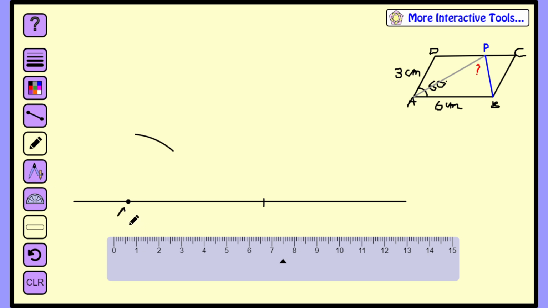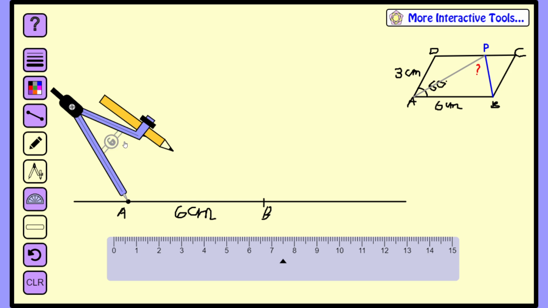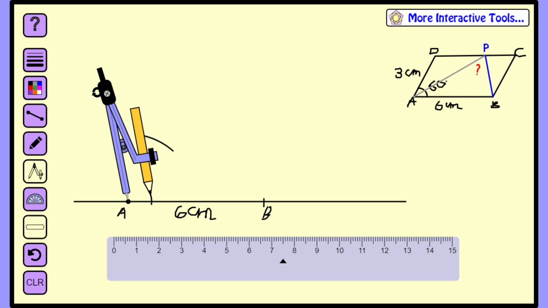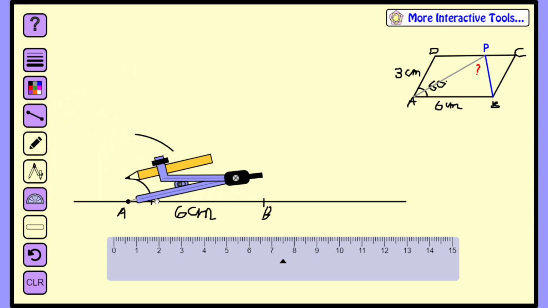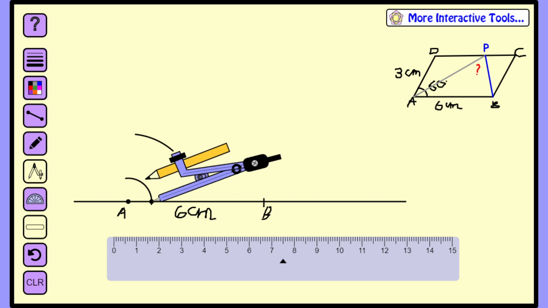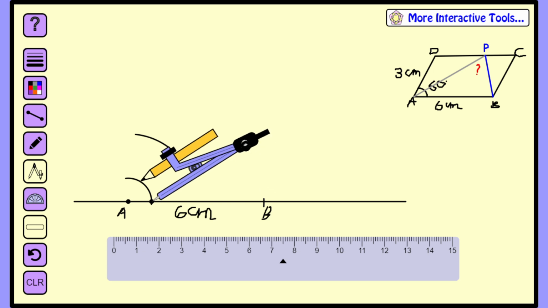Name your points, also label it with the measures. This is AB, which is 6 centimeters. You know that at A is an angle of 60 degrees. So let's make a 60-degree angle at A. Using the same radius, cut the arc with a new one.